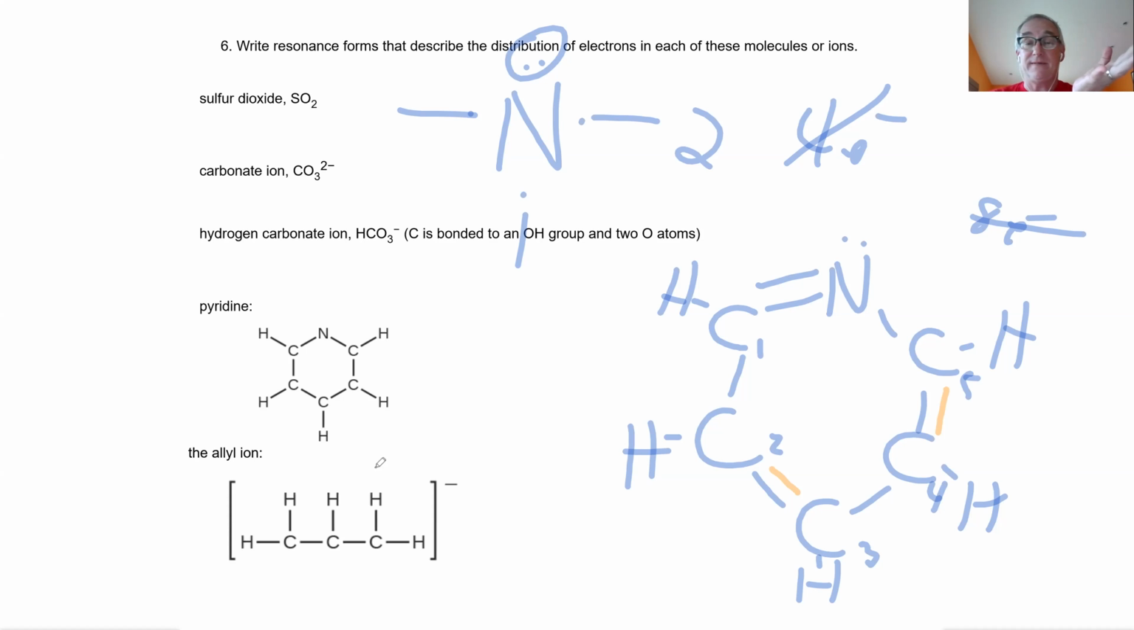Yes, every carbon now has a sufficient number of electrons. So this is a valid structure. Nitrogen has an octet. It has its 3 bonds and a lone pair, so it has 8, and each carbon has 4 bonds, for a total of 8. So everybody's happy. But what's another way you could draw this structure?